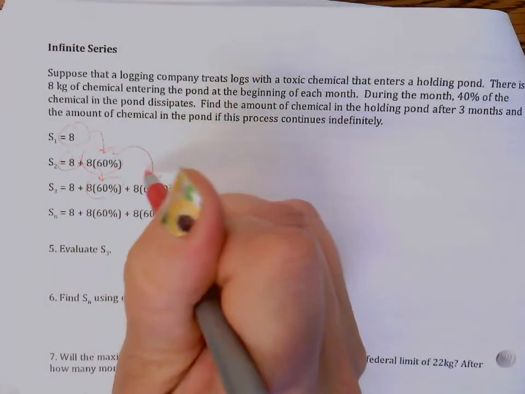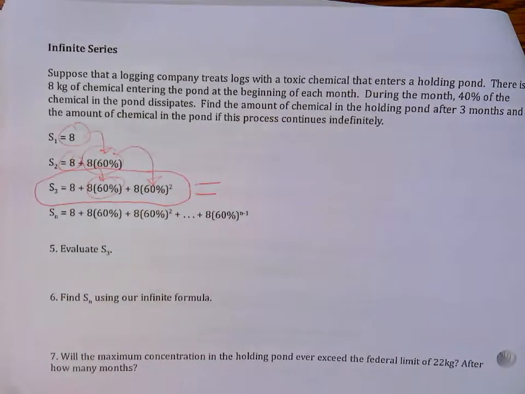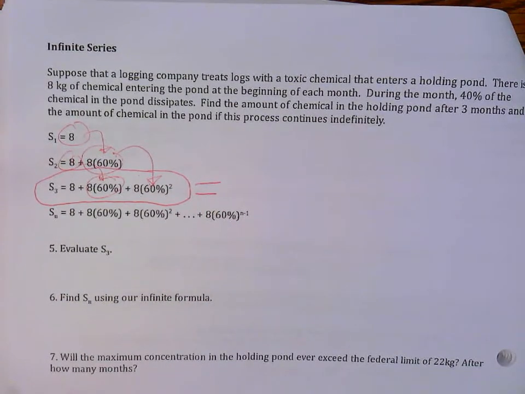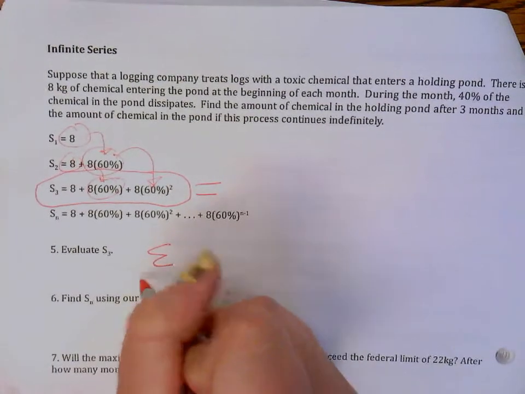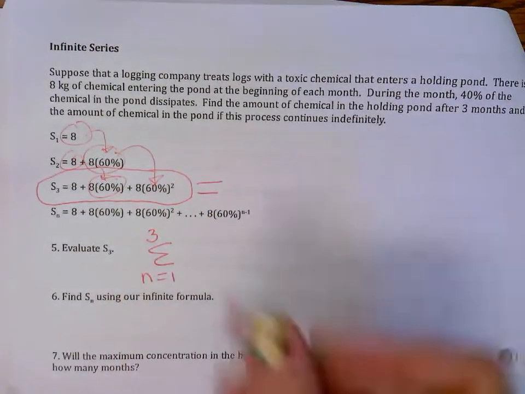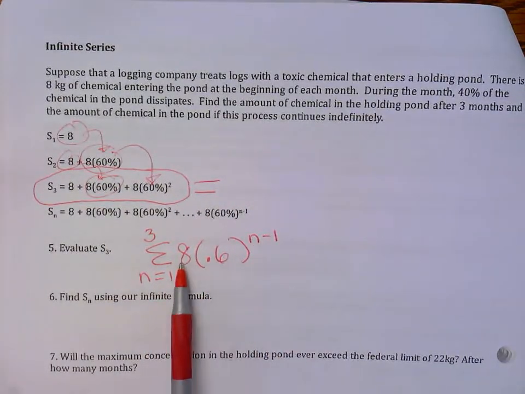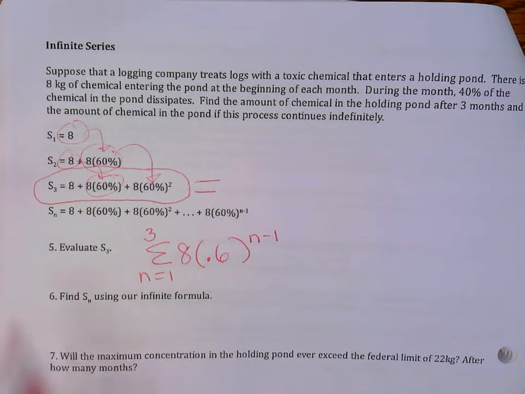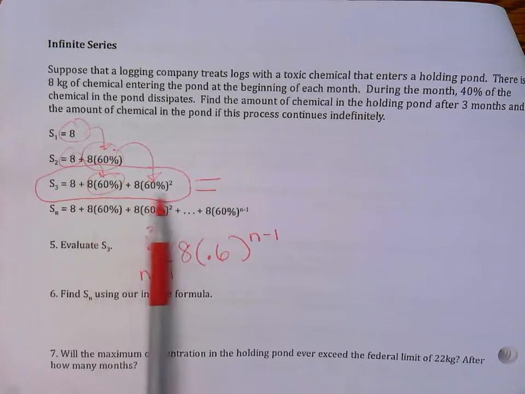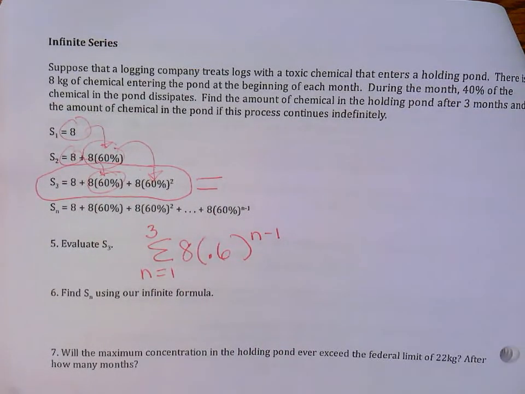So if they want the sum after 3 months, you're really just adding together those 3 terms. To me, it's easier to just type into your calculator, right? Go from 1 to 3 of 8 times 0.6 to the n minus 1. You have 60% remaining at the end of each month. Or you can add up term 1, term 2, and term 3 here. So how many kilograms has been dumped into the pond, or how much is left in total? Can someone tell me what's in the pond at the end of month 3?